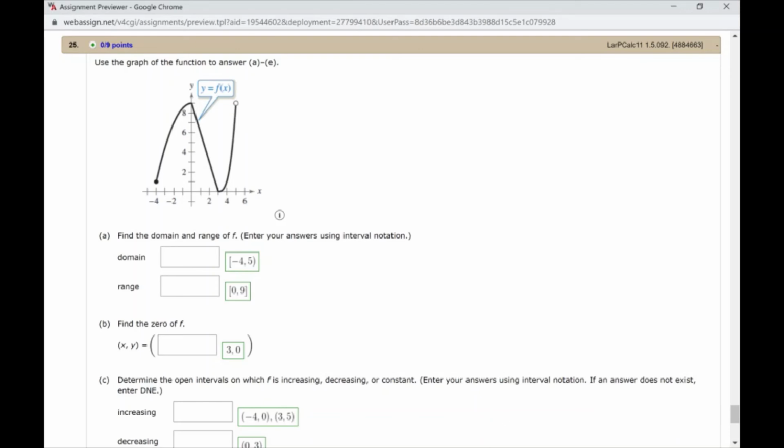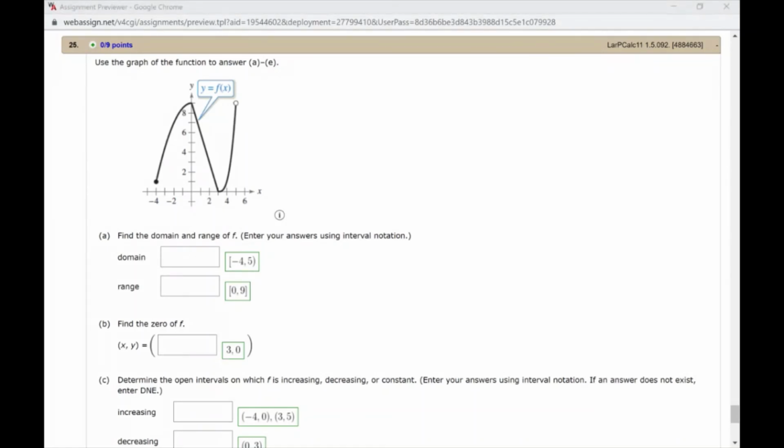Dr. Thomas, with this right here, since it's over here to the right, that's how we know which point to use. What about the parentheses and the bracket, because I was kind of getting confused with that. If it's not an open circle, it's always a bracket, right?